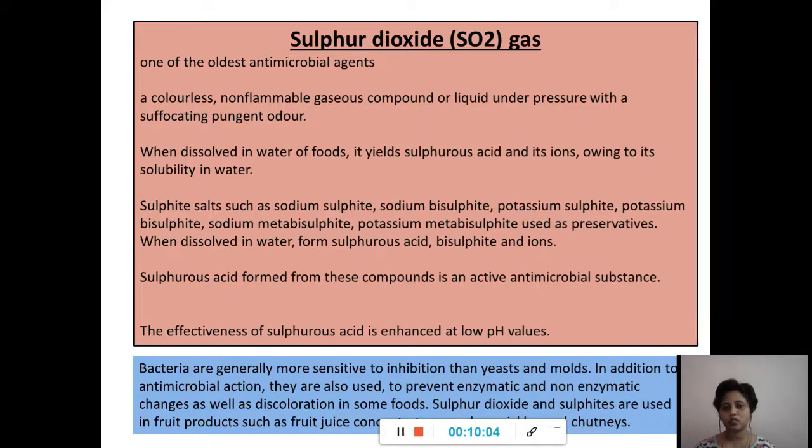The sulfite salts such as sodium sulfite, sodium bisulfite, potassium sulfite and potassium bisulfite can all be used as preservatives. When the sulfurous acid is formed, it acts as an active antimicrobial substance. At very low pH levels, sulfur dioxide is a very good antimicrobial agent. Bacteria are generally more sensitive to inhibition than the yeasts and the molds, and in various fruit products we use sulfur dioxide.